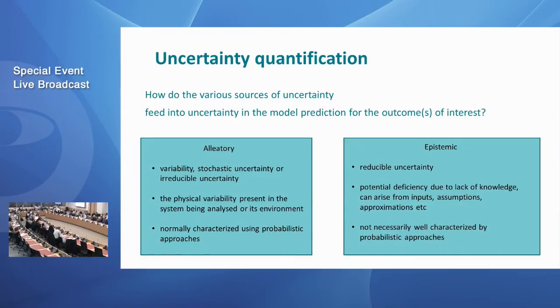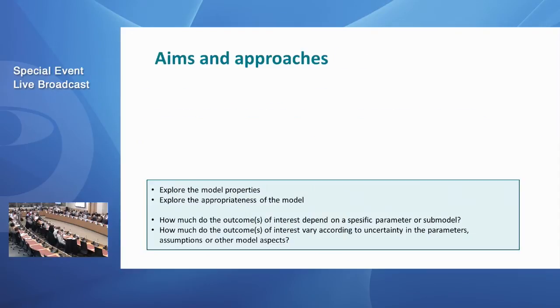So, with regard to the uncertainty and the approaches and the sensitivity, what is it that we want to do? Well, we want to explore the model properties. We want to understand the model properties, and we want to explore the appropriateness of the model, if there's a bias or if the approximation that the model presents is sufficient for the purpose of use. And to do that, we would want to know something about how the outcome of interest depends on a specific parameter or a specific submodel of the full model. And we would also like to know something about how the outcome of interest varies according to the uncertainty in the parameters, in the assumptions, or other model aspects.